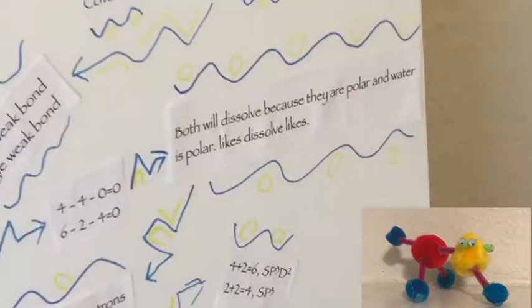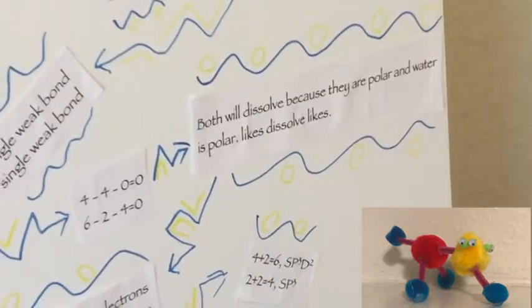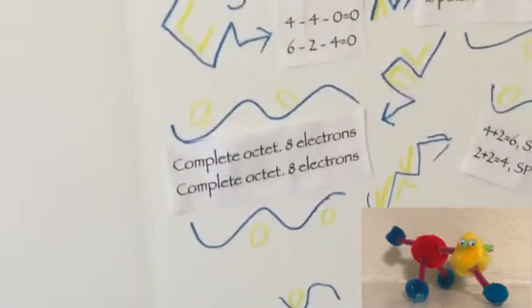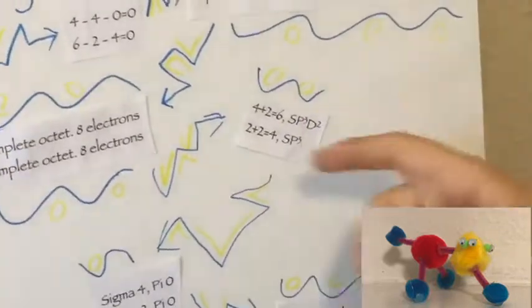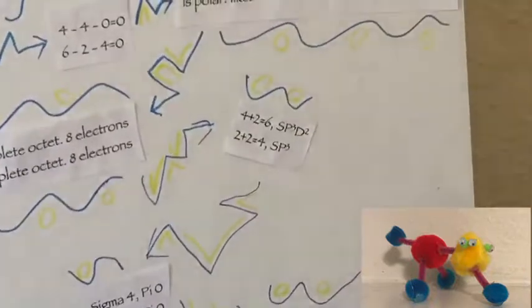Will these dissolve in water? Yes, both will dissolve in water because they are both polar, and water is polar, and likes dissolve likes. The type of octet these will both have is a complete octet because they both have 8 electrons. And then next we have what hybrid orbital it is, and you add your X and your E from your VSEPR formula to get your numbers here, and then you distribute it to the orbitals accordingly.